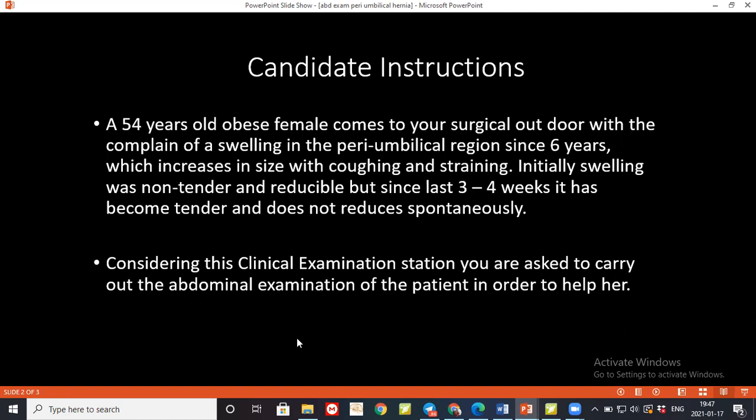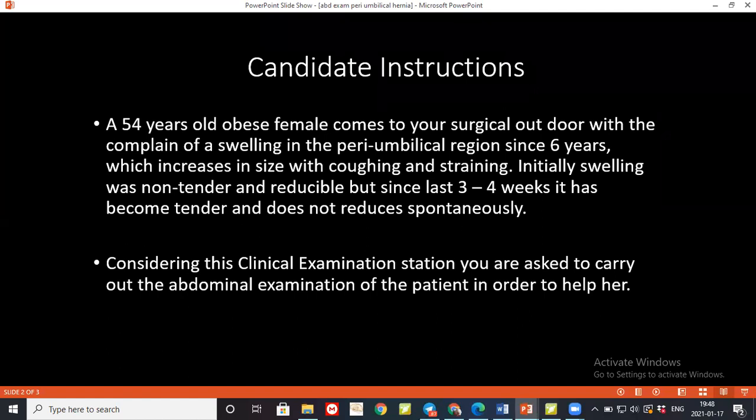While standing, I will ask the patient to cough while I palpate the swelling, just to feel the swelling. So I'll feel for a cough impulse while standing. Then after that, I'll ask the patient to lie down on their back on the couch, with the head slightly elevated about 30 degrees. I'm relaxing the legs so that the abdominal muscles can relax.